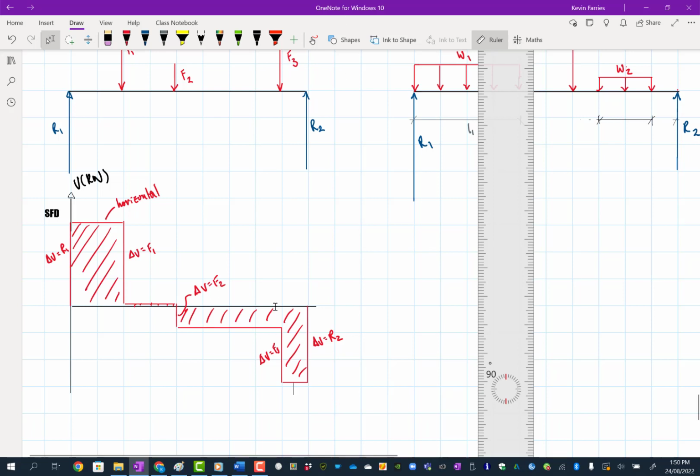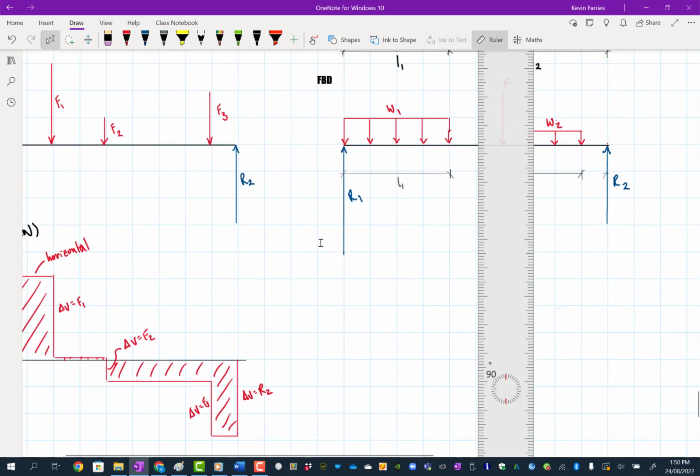Yep. And so just remember, if you wanted to check your answer, you could just take a section, use the method of sections to find a particular shear at a particular point, using either the left-hand side or the right-hand side, and just to check your answer. So that was for when there's just point loads.